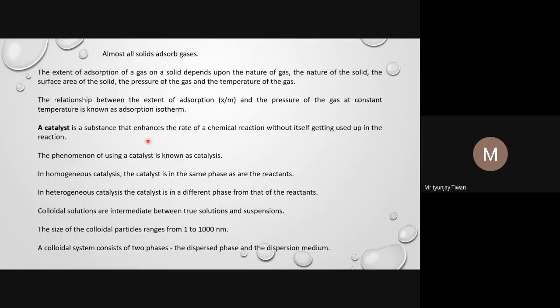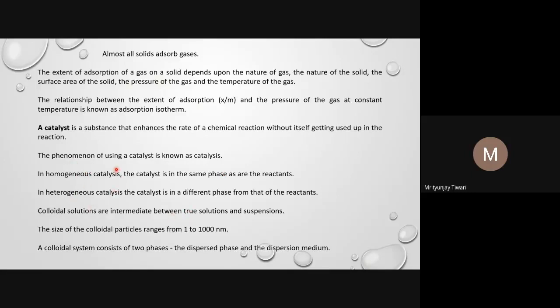Then we saw about the catalyst. Catalysis we have studied. A catalyst is a substance that enhances the rate of a chemical reaction without itself getting used in the reaction, and it does this by decreasing the activation barrier of the reaction. The phenomenon of using a catalyst is known as catalysis, and this catalysis could be of two types, homogeneous and heterogeneous, and this we have seen.